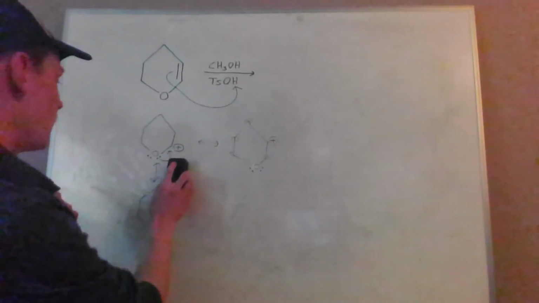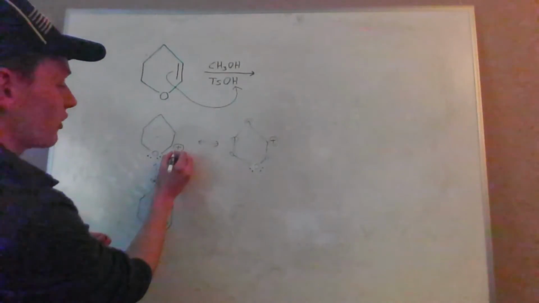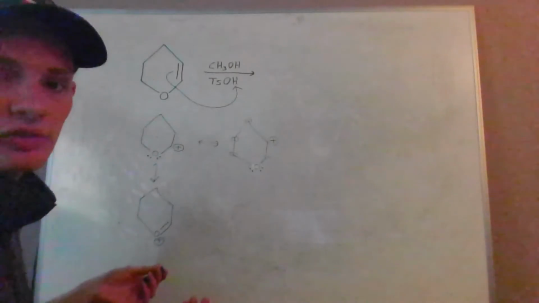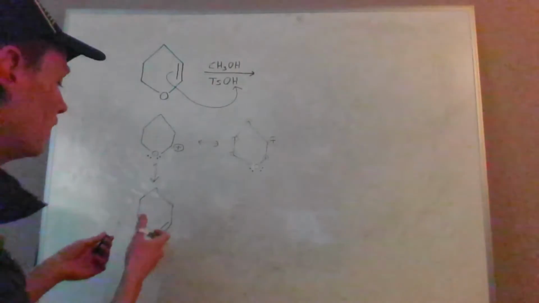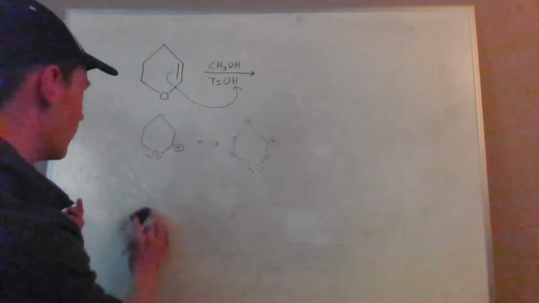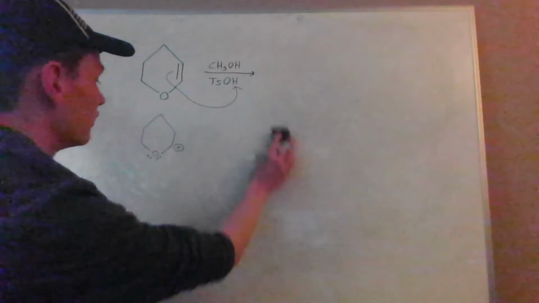Now, that's all well and good, right? And we know that this is probably going to be the major contributor out of these two resonance structures. Why? Well, oxygen's more electronegative than carbon, so it's not really going to want to have a positive charge on it necessarily, even though the resonance hybrid does have that positive charge delocalized.